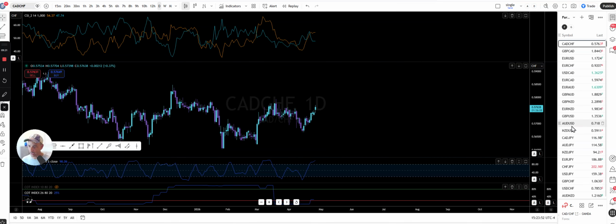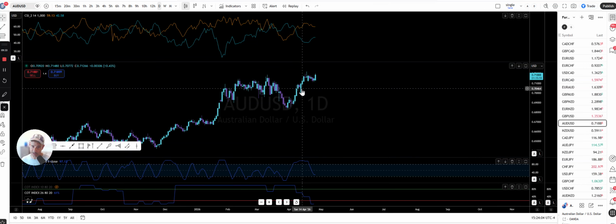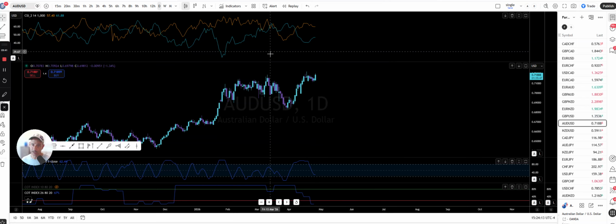All right, and then Aussie US dollar continues to move up. This was the signal on the Aussie US dollar, which is around where I got into this. I think I got in on this. This was the Sunday candle. So pretty sure this is around where I got into it, which was about here. And you can see it is continuing to go up.